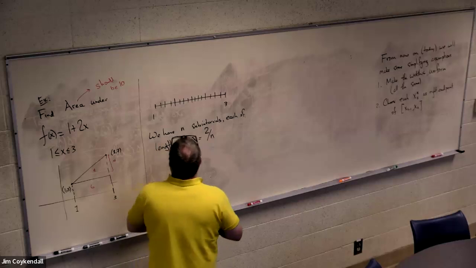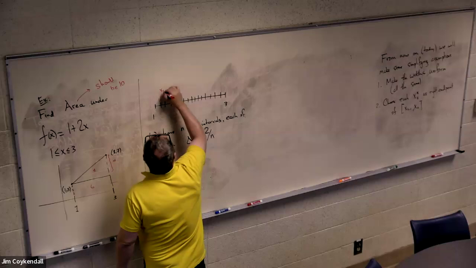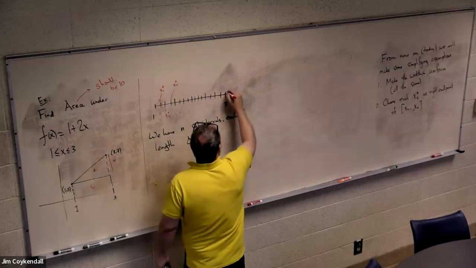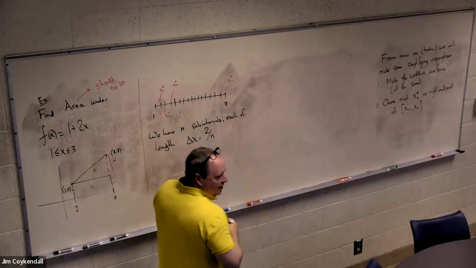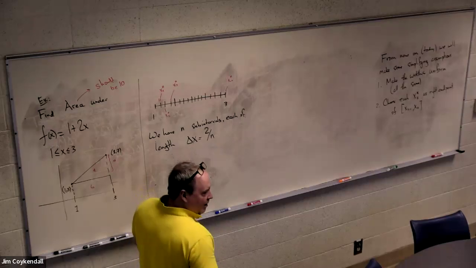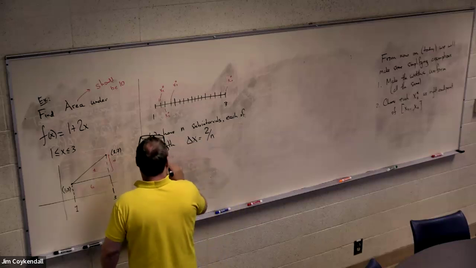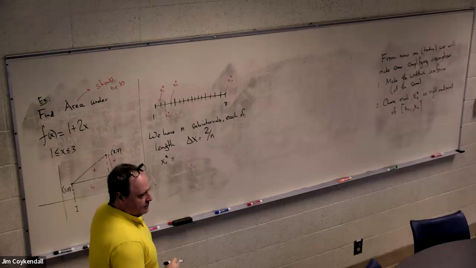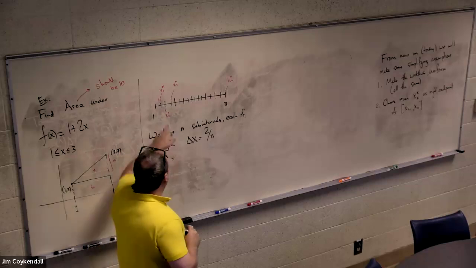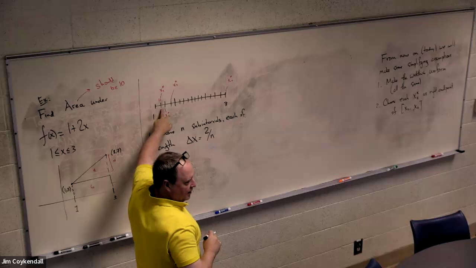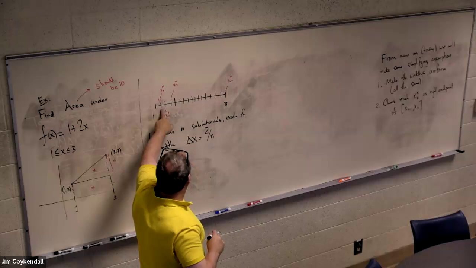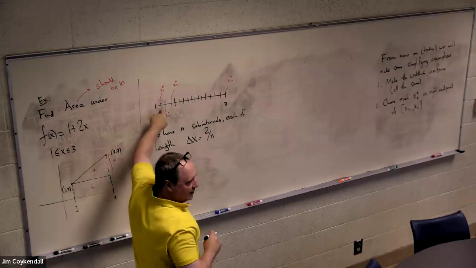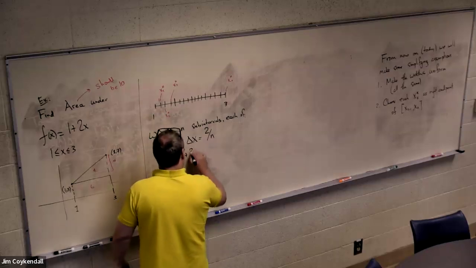Now, here's where my test points are: x1 star, x2 star, x3 star. Because I said I'm picking all of them at the right endpoint, right? Everybody okay with that? So what's x1 star equal to? What's the exponent right there at the first right end? 1. Everybody agree with that? 1's right there. And how far did you move from 1? 1 width. Everybody agree with that?